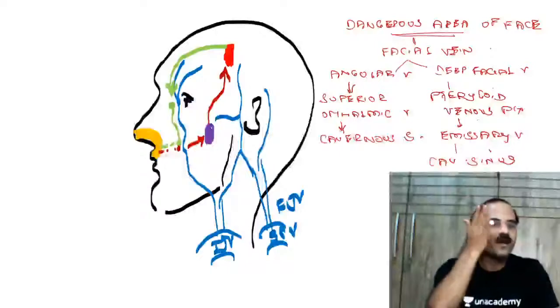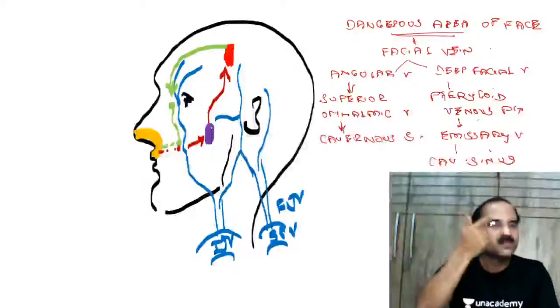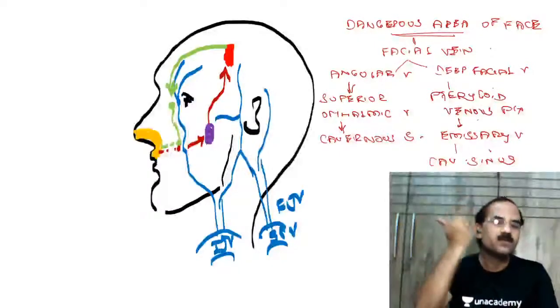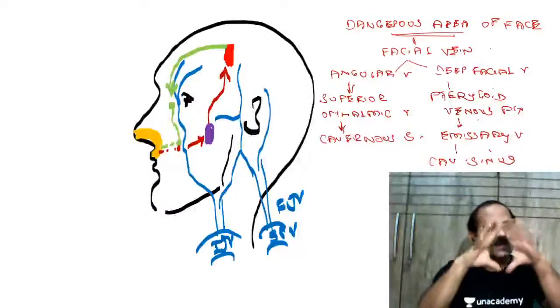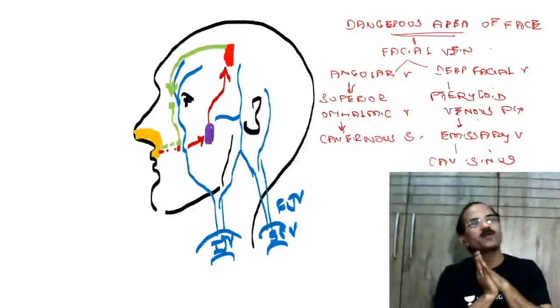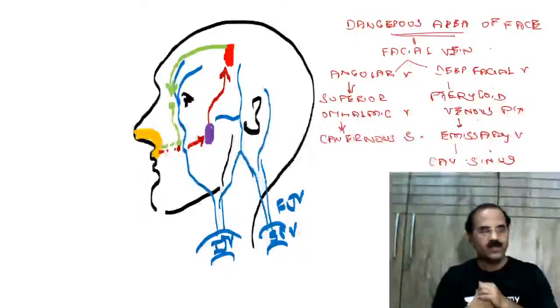Excellent. So these are the 5 branches of the facial nerve: temporal, zygomatic, buccal, marginal mandibular, and the cervical branch of the facial nerve. And these are the motor fibers of the facial nerve, are you understanding?